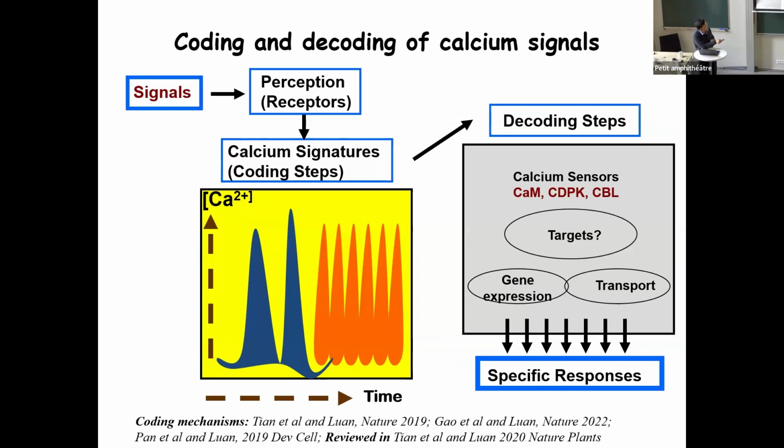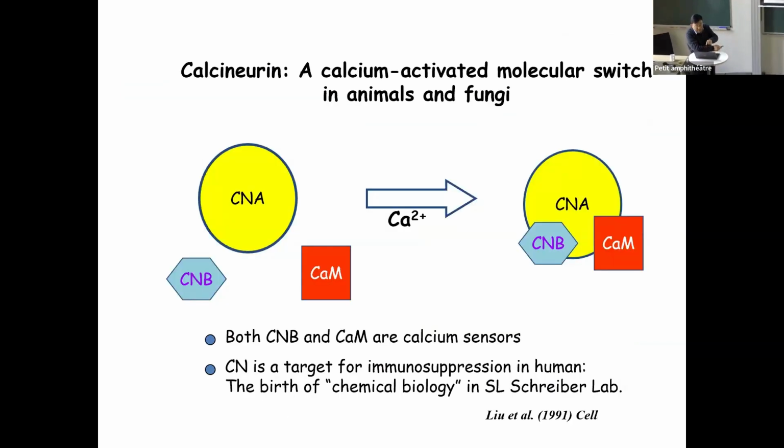So next, I want to introduce a couple examples of how the decoding works, by talking about CBL, calcineurin B-like protein. So a while ago, when I was a postdoc, well, more than 30 years ago, it turned out now. It's amazing.